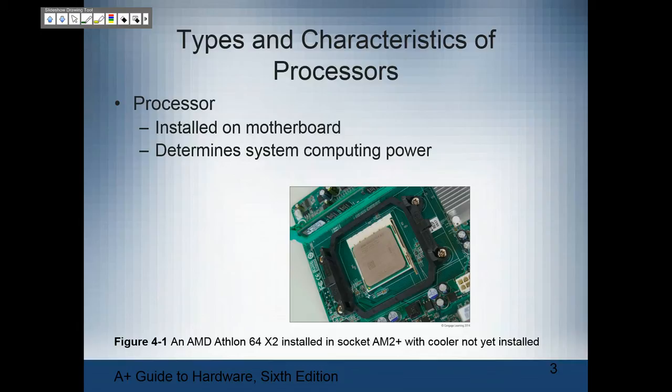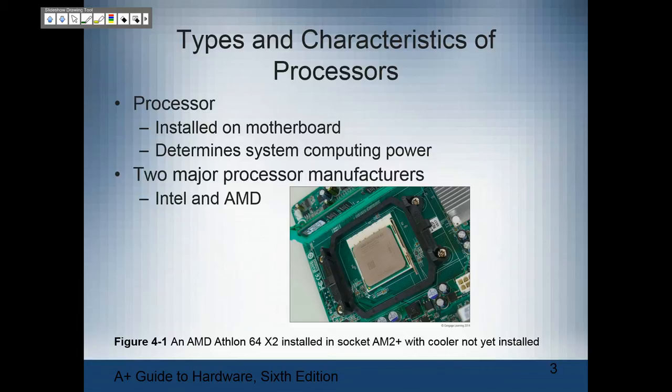Well, the processor determines the system computing power. How fast can it process information? It doesn't actually determine the overall speed of the machine itself, but the computing power, the ability to process the ones and the zeros. Two major manufacturers we know, Intel and AMD. There used to be more, and they just kind of gradually go away.